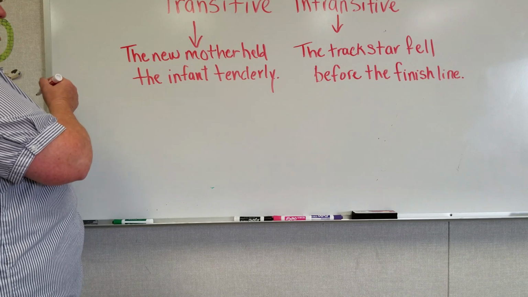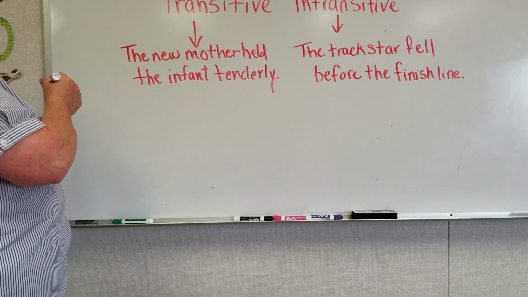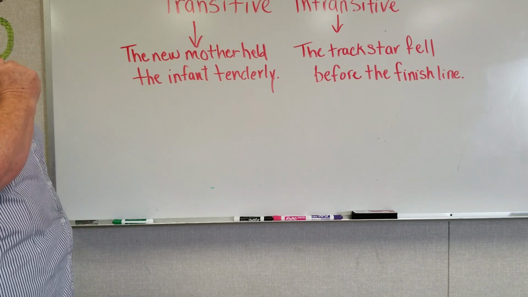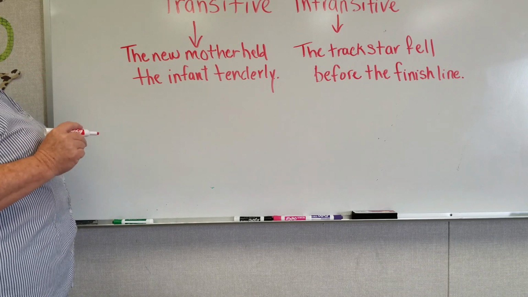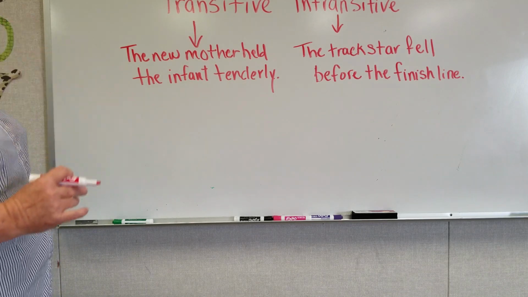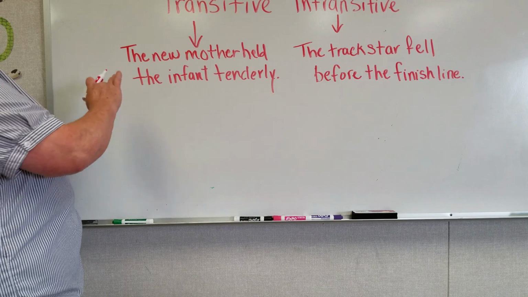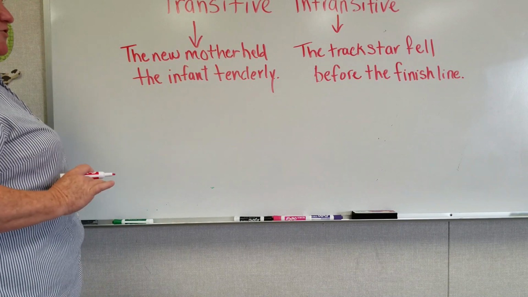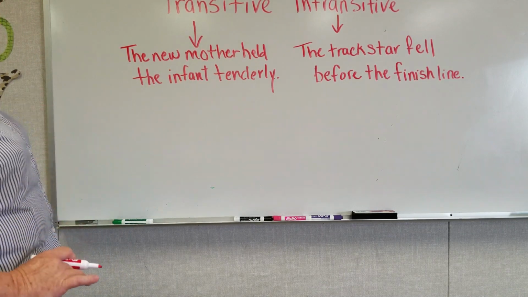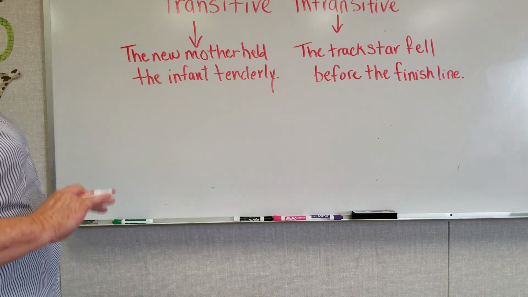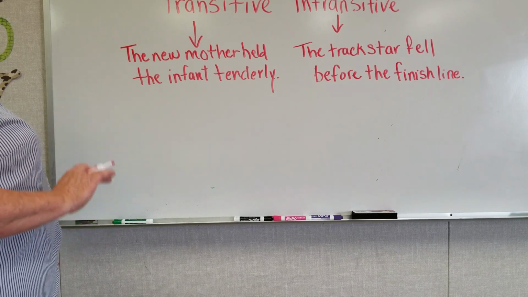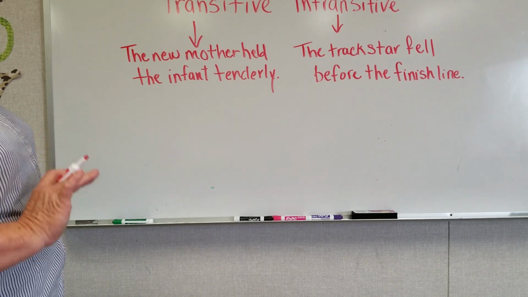The new mother held the infant tenderly. Why is this verb transitive? Think of transitive as transferable. First of all, for a verb to be transitive, it has to be an action verb. It cannot be a linking verb. Linking verbs have no action to transfer.